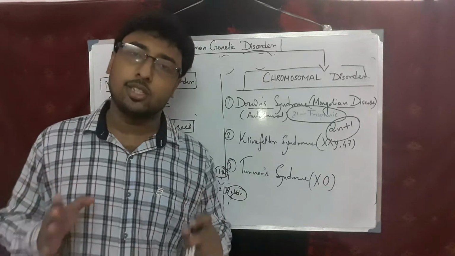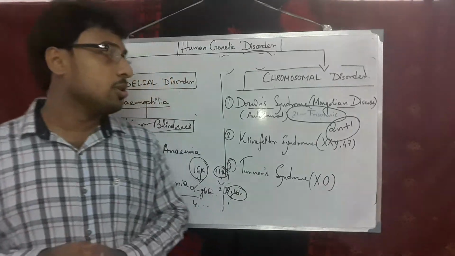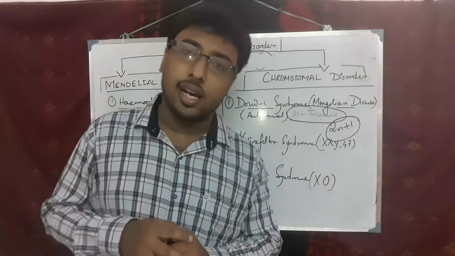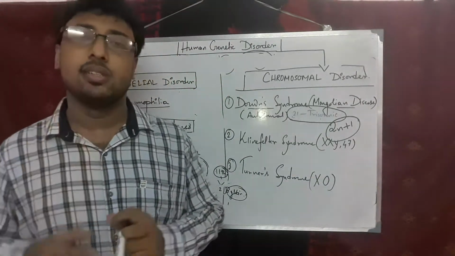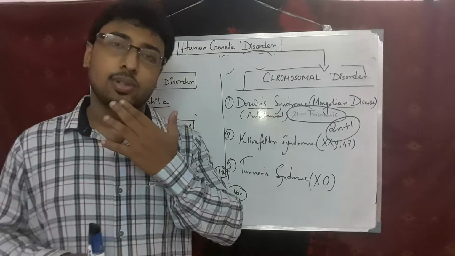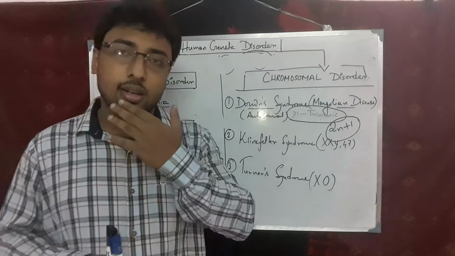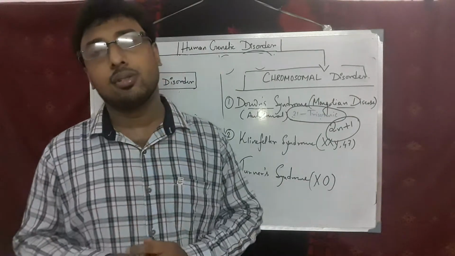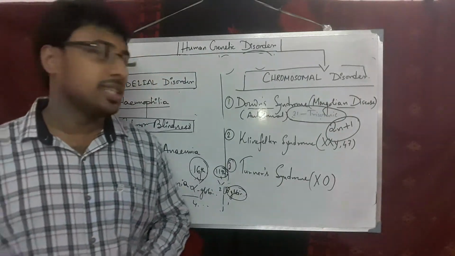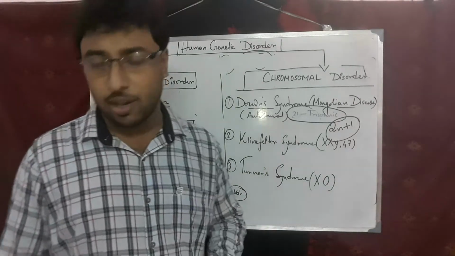Especially the children or patients suffering from Down syndrome have dull faces, and the jaw, means the upper and lower, the lower one is long, ultimately larger than the upper one. So these are some characteristic features in the patient of Down syndrome.